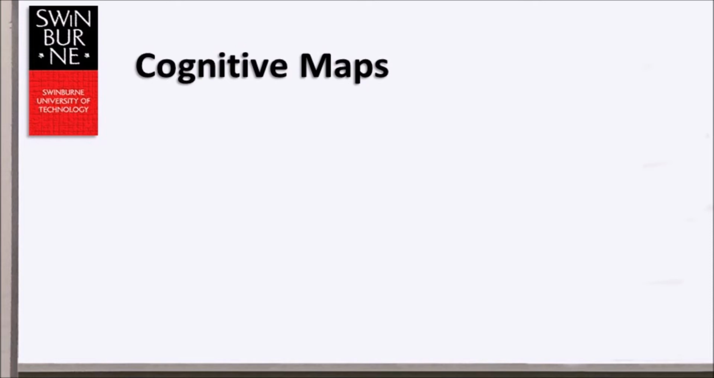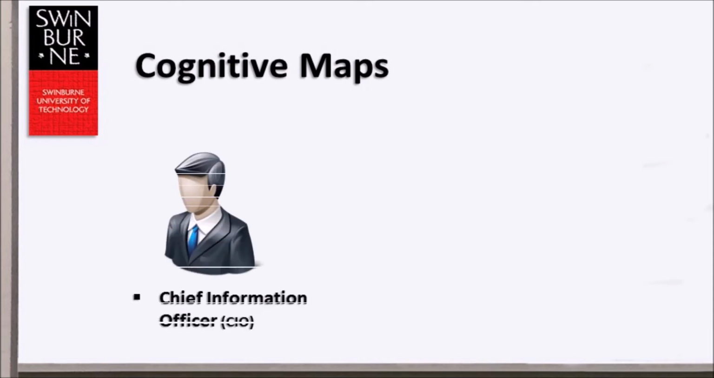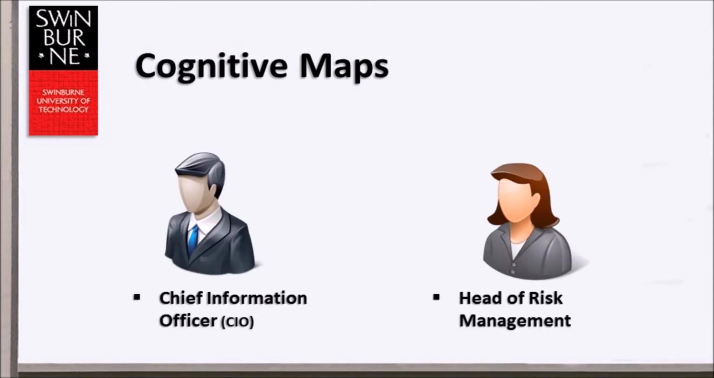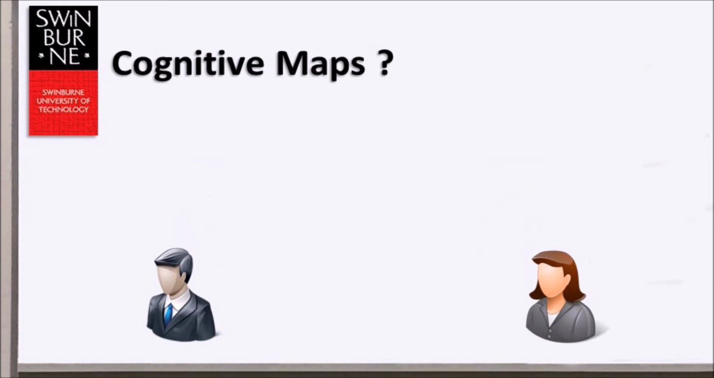Now we'll talk about two separate cognitive maps, one illustrating the CIO's view of the problem and the other illustrating the head of risk management's view of the problem. Now, what are cognitive maps? Cognitive maps help an individual clarify and make explicit their structural thinking to gain deeper insight into their own understanding and context of the problem.